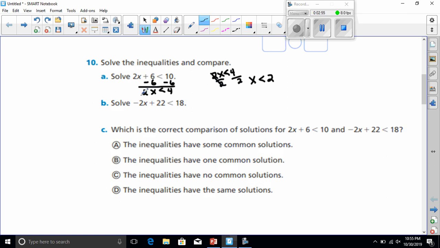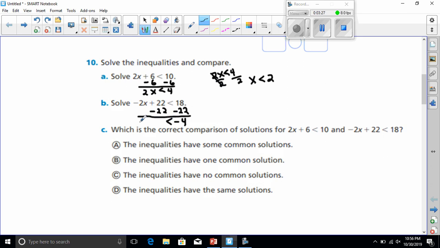Now they tell me to solve b. This time they put negative 2x plus 22 is less than 18. Well, once again, I have to get my numbers on the other side where my letter is not. So I'm going to minus 22. Whatever I do to one side, I'll do to the other. Well, let's see. Negative 22 and 18, that's going to be negative 4. And it's still less than.